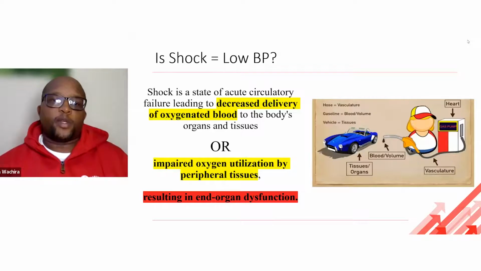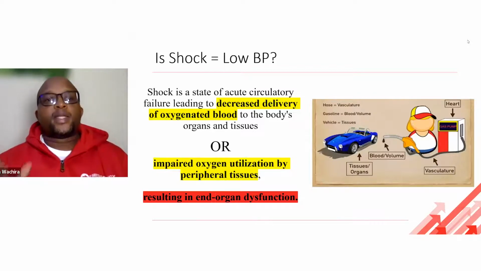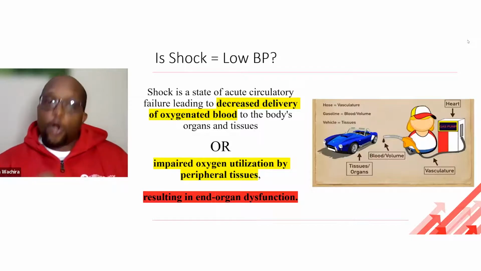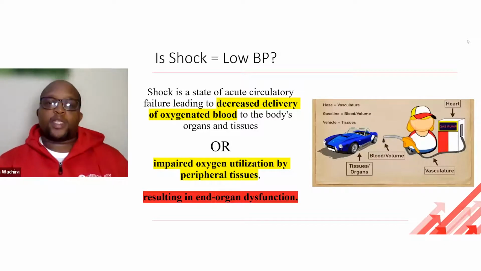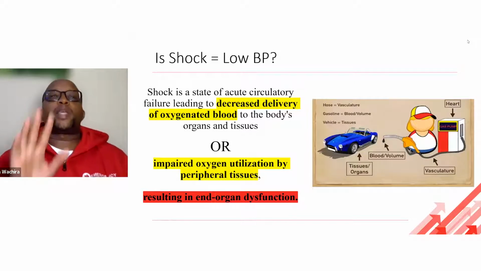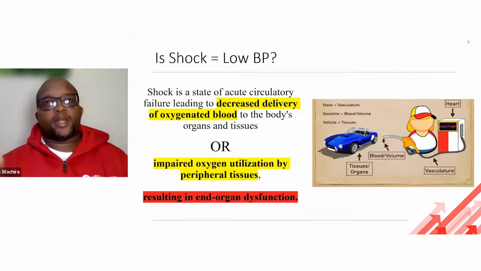Shock is a state of acute circulatory failure leading to decreased delivery of oxygenated blood. I've highlighted those words: decreased delivery of oxygenated blood to the body's organs or tissues, or impaired oxygen utilization by peripheral tissues, resulting in end organ dysfunction. So there are multiple factors here. We pick each individually to try and figure out what actually happens.